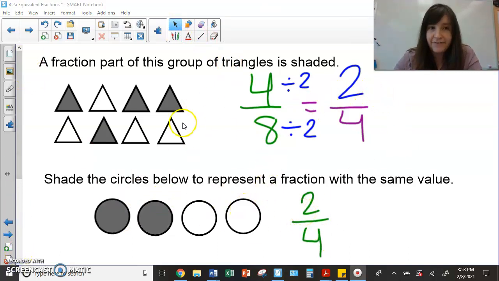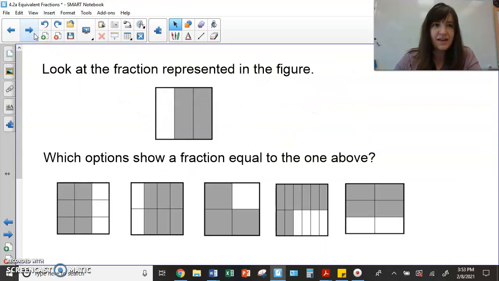I could also have figured this out by looking at this set of triangles up here and seeing that half of them are shaded in. And if half of this set of triangles is shaded in, because half of 8 is 4, then I could figure out what half of 4 is, and half of 4 is 2, and I could shade it in down here. So there's more than one strategy, more than one way to get your answer.